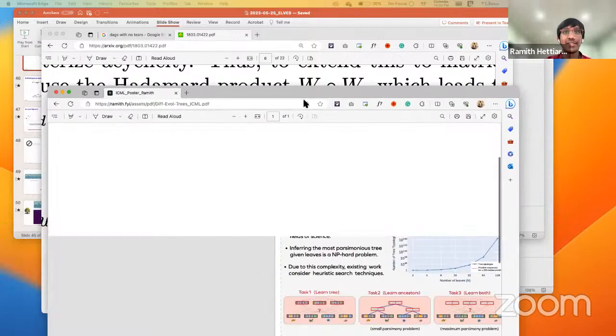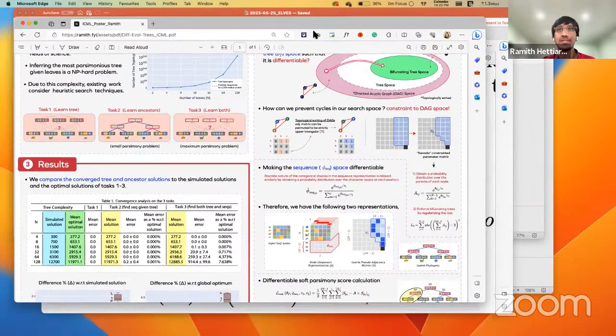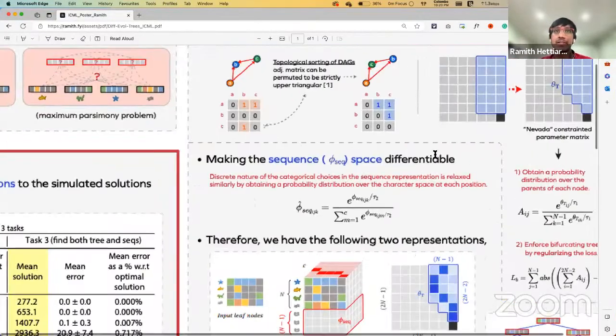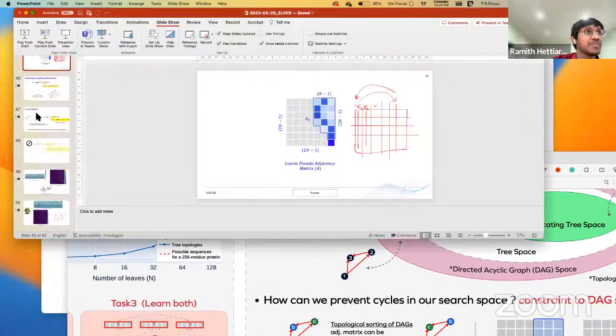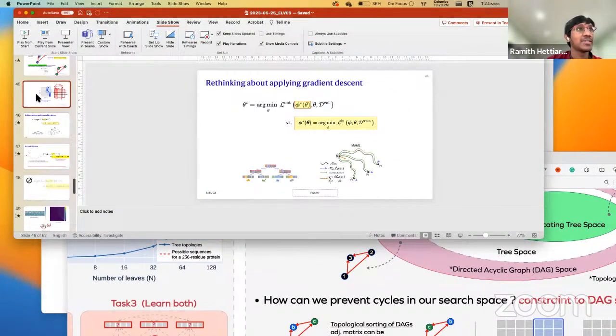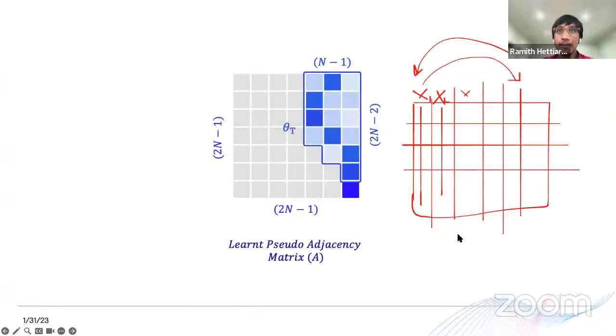For that, I'll go back to the presentation. It's maybe easy to show it there. In summary, now we have two representations for the adjacency matrix and the sequences, which are differentiable. Now we need to come up with a score function, which expresses the total evolutionary cost.